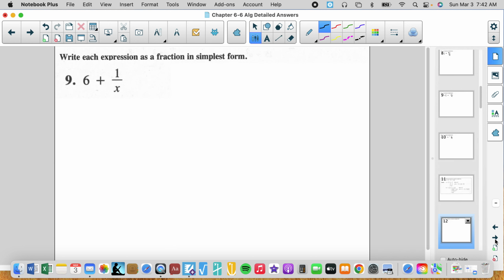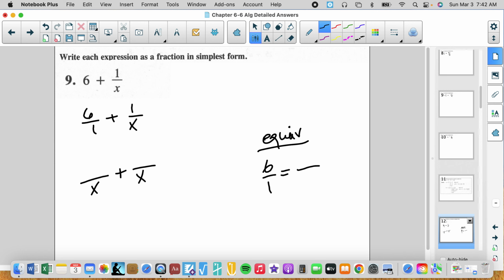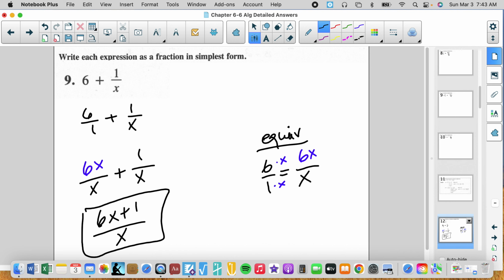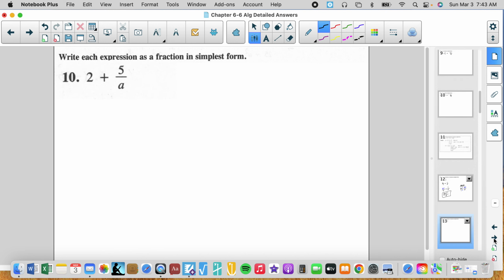And that's a good start. So we're going to make this 6 over 1 plus 1 over x. We're going to look at the denominators. We know that the common denominator would be x. So now we're going to write equivalencies of 6 over 1 equals something over x. We're going to multiply this by x over x. We get 6x. And 1 shouldn't change. So we get 6x plus 1 over x, because now we have like denominators. We can combine their numerators. Those are unlike terms, so we can't combine 6x and 1.